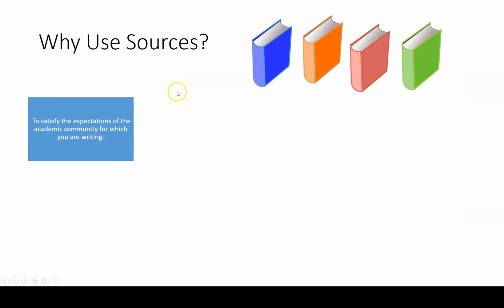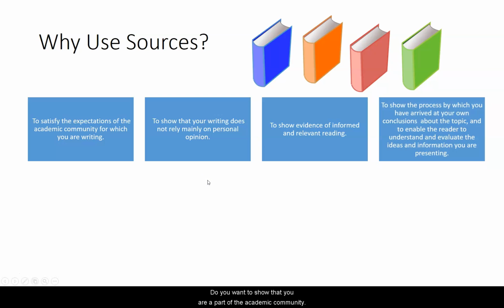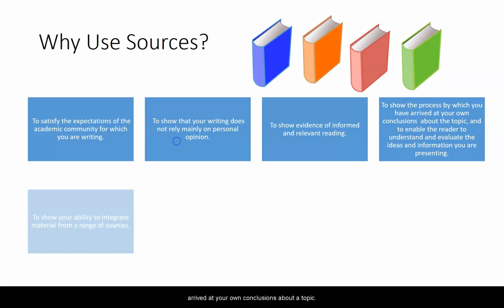How we do this. First of all, you want to show that you are a part of the academic community. You want to show that your writing does not rely mainly on personal opinion. You want to show evidence of informed and relevant readings. You want to show the process by which you have arrived at your own conclusions about a topic.